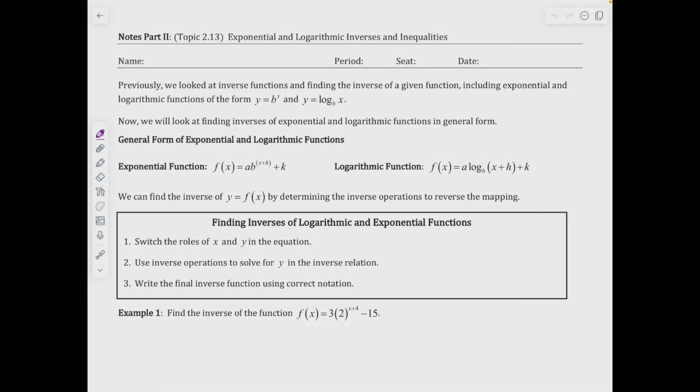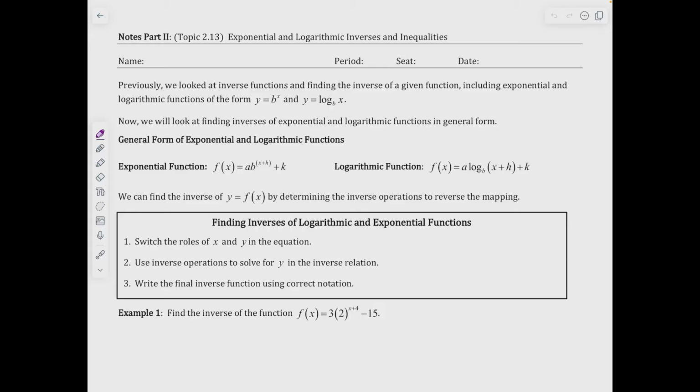Okay, today's notes is topic 2.13 part 2, exponential and logarithmic inverses and inequalities. So as previously, we looked at inverse functions and finding the inverse of a given function, including exponential and logarithmic functions of the form y equals b to the x and y equals log base b of x. Now we will look at finding inverses of exponential and logarithmic functions in general form.